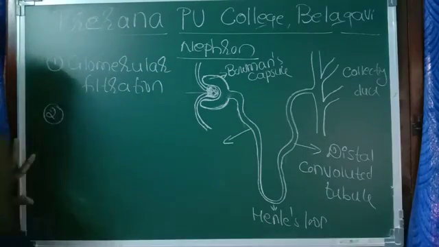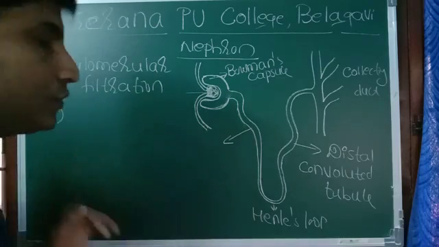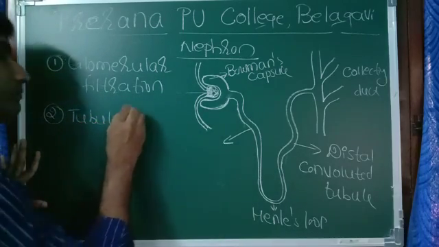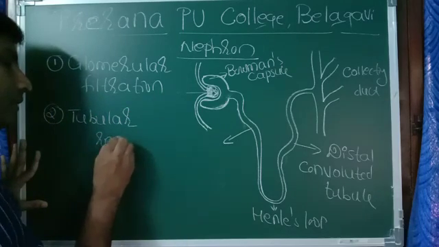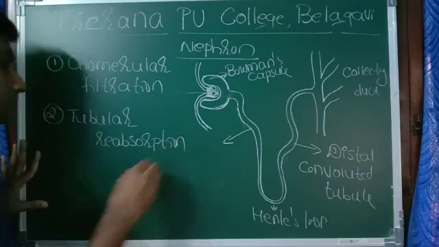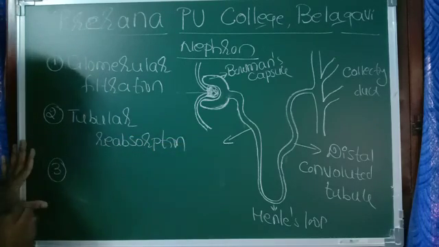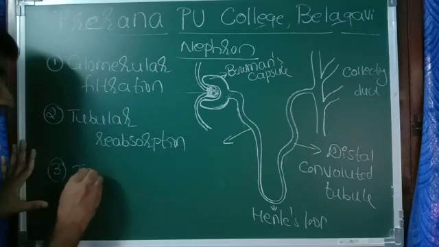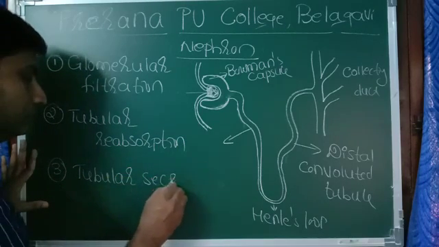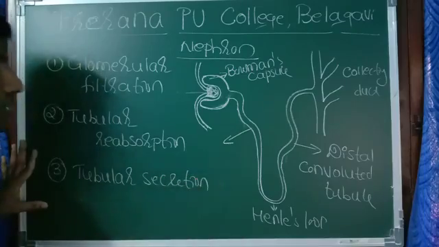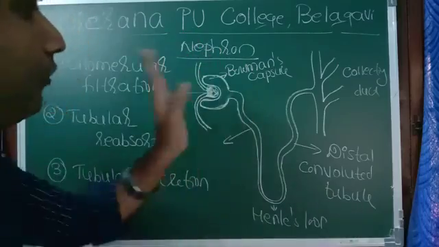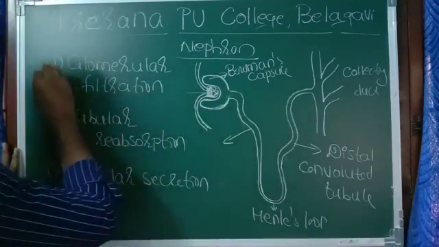Second one, tubular reabsorption. And third one, tubular secretion. These three steps are involved in the formation of urine. First, we'll move on to glomerular filtration.